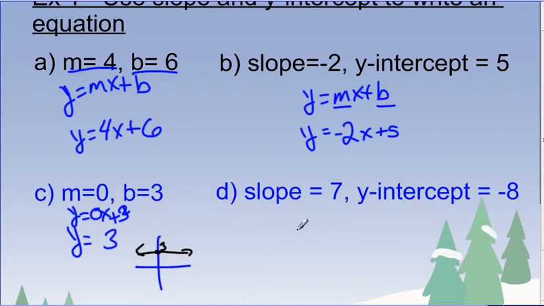Letter D. Y equals 7x minus 8. Because our slope is 7 and the intercept is a negative 8. So we put the negative 8 in there, the 7 in there. That's the equation of that line. Okay? We're going to see one or two wordy type problems.